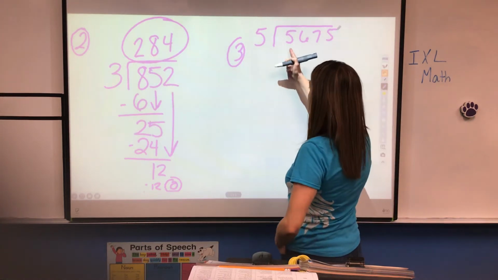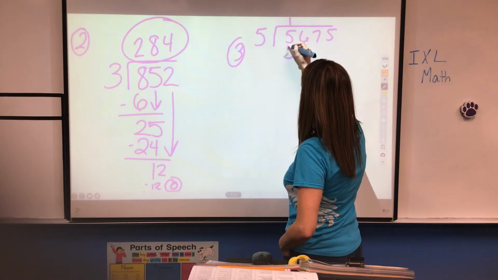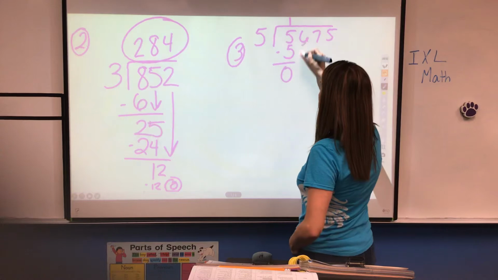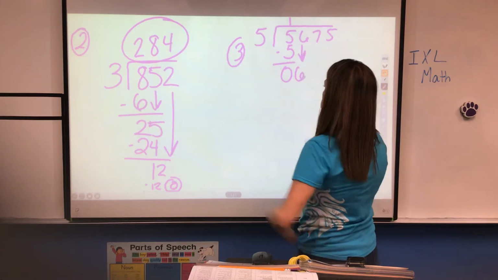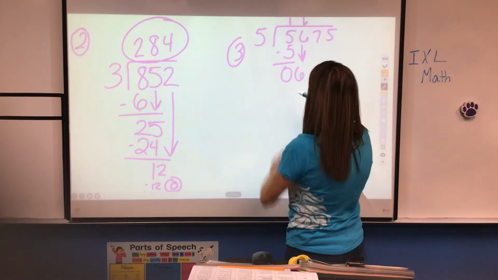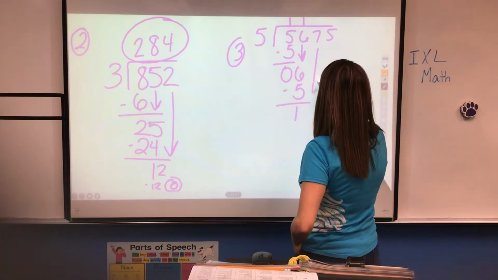So 5 can be divided into 5 one time. 1 times 5 is 5. We get 0. We check, we can't divide that. So we're going to bring down the 6. 5 can be divided into 6 one time again. 1 times 5 is 5. You're going to subtract that. You'll get 1. Bring down your 7.